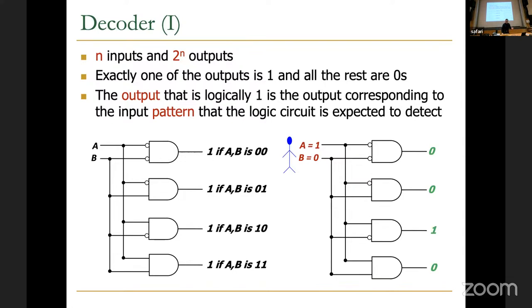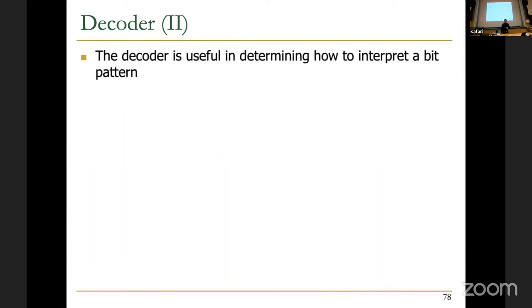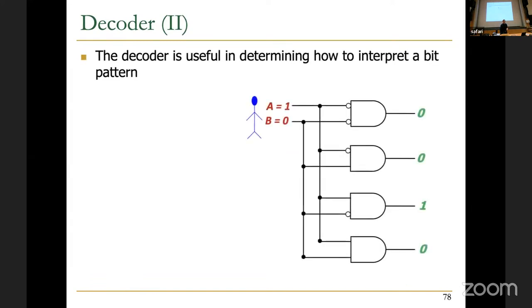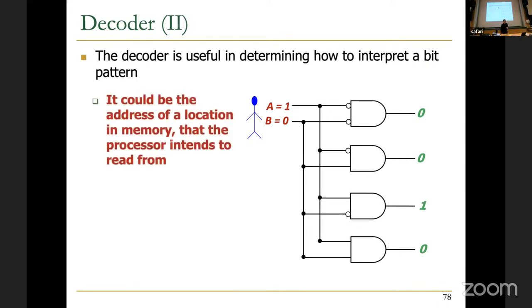Is that 64? No, that's not 64. That's 256 outputs. Okay. So it's useful in determining how to interpret a bit pattern. Basically here, because we know that this output is one, we know the input is 1, 0, the way the circuit is designed. So you can detect that this set of inputs corresponds to some value. So why is this useful?